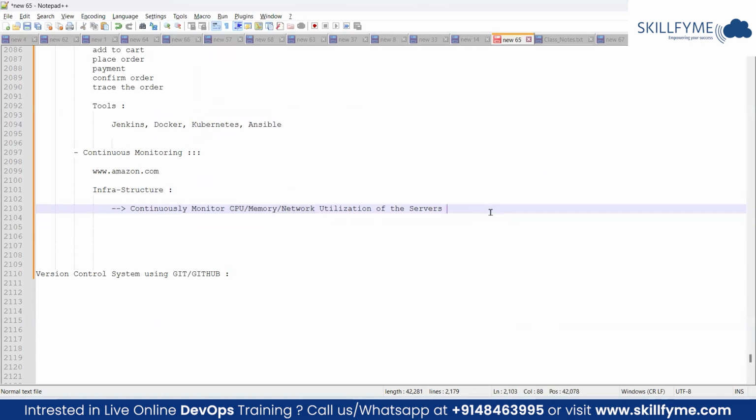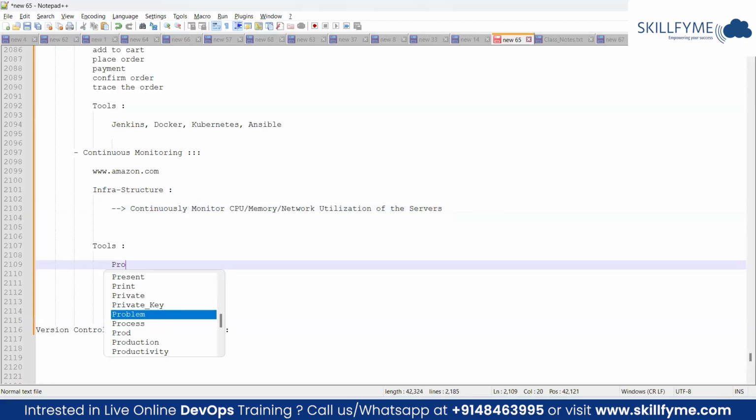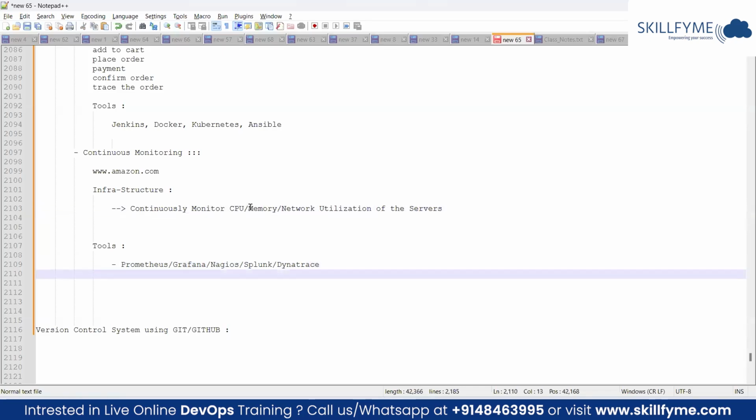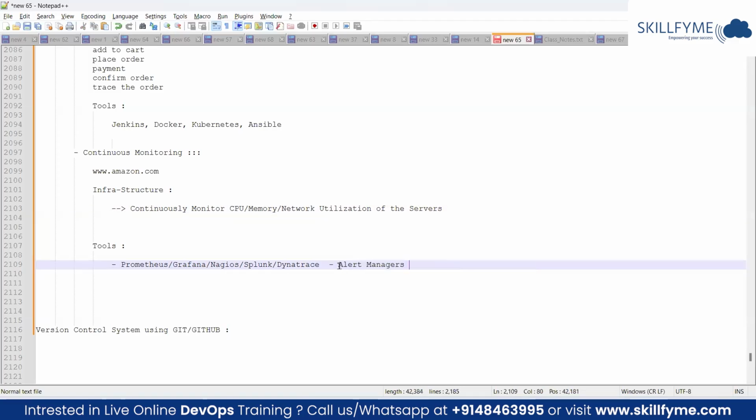We have some tools here like Prometheus, Grafana, Splunk. There are a lot of tools available in the market. We can use these tools to monitor the production environment against CPU, memory, and network utilization. The benefit here is these tools will monitor the infrastructure, and once the utilization reaches 75%, we get an alert. Before it reaches 100%, we get an alert and can respond to it and fix the issue.